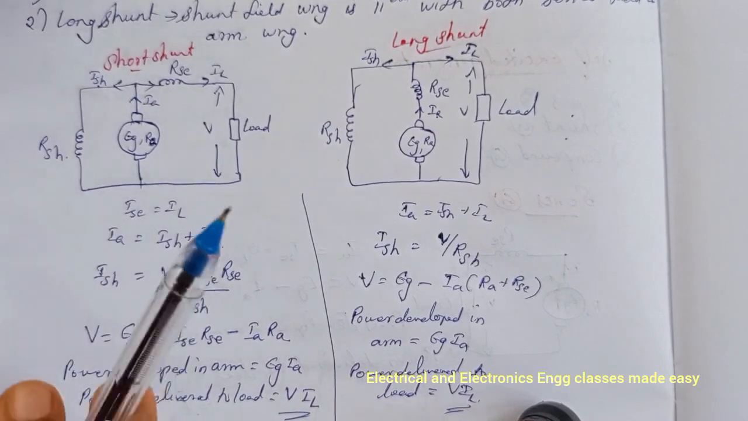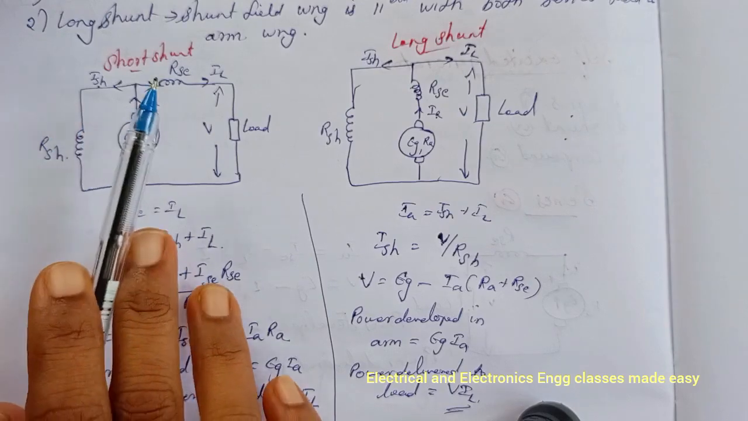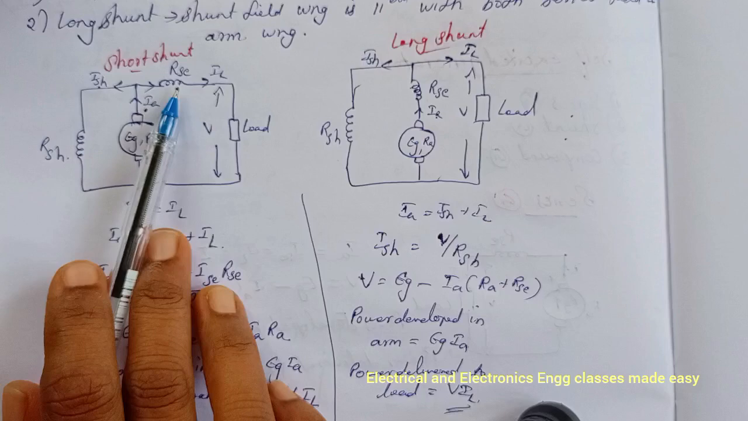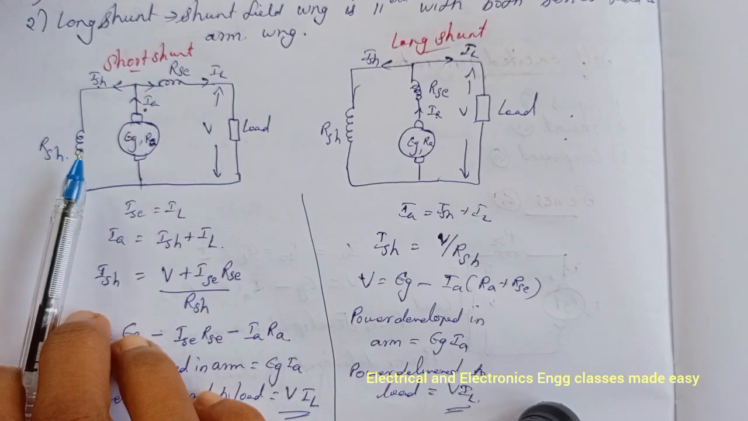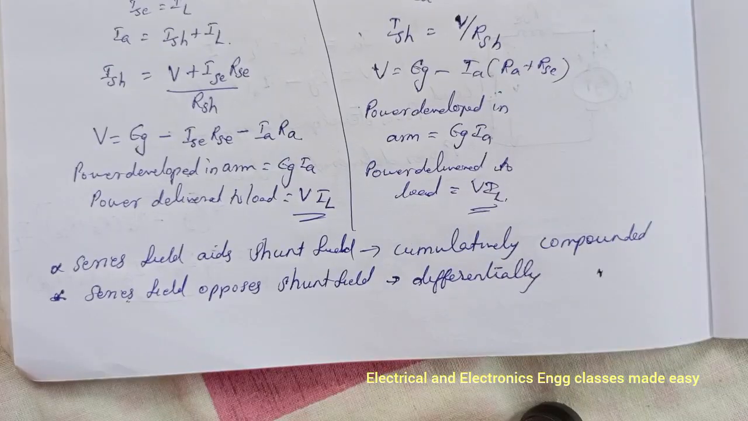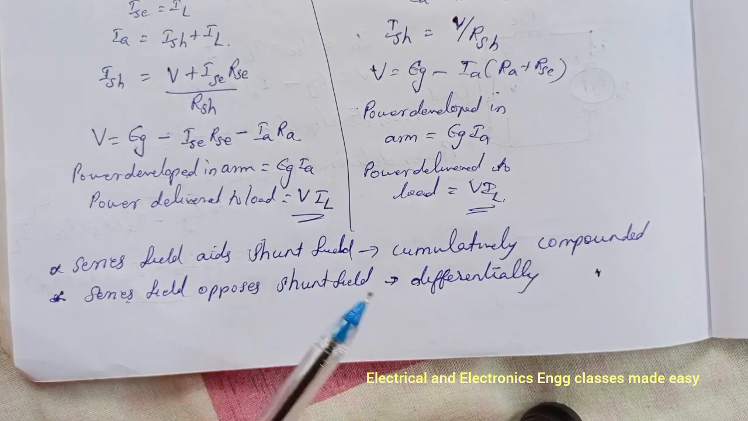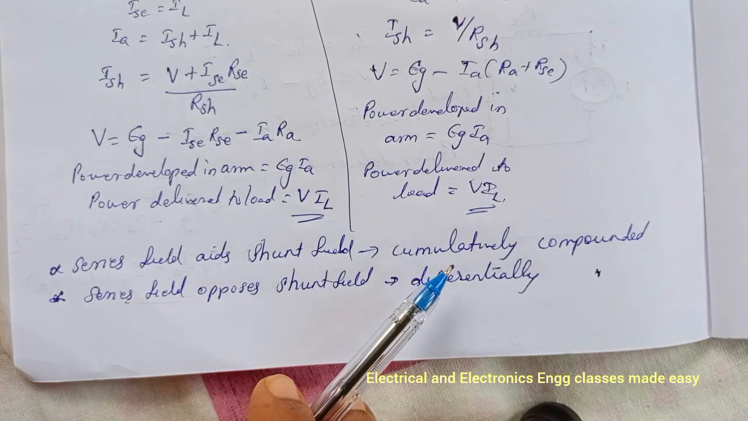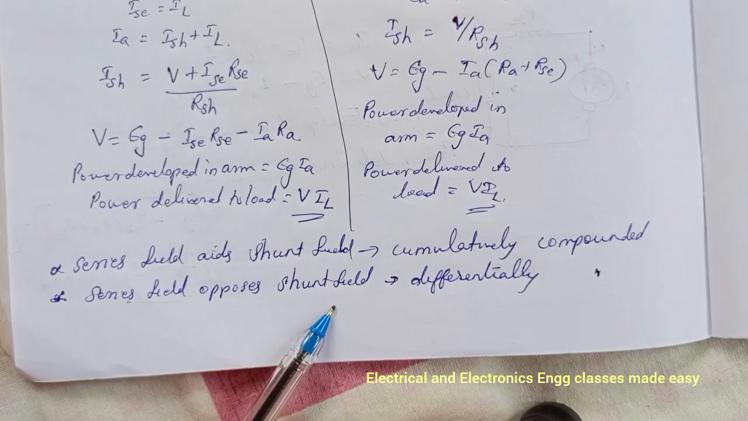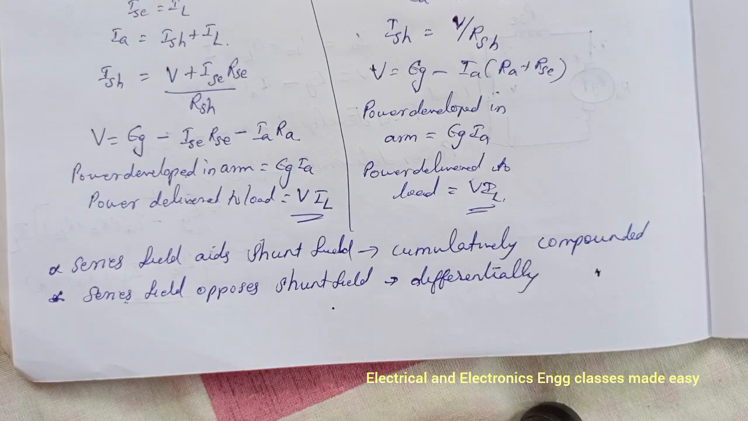And in compound generator, the shunt field is stronger than the series field, and when the series field aids the shunt field, the generator is said to be cumulatively compounded. And if the series field opposes the shunt field, the generator is said to be differentially compounded.